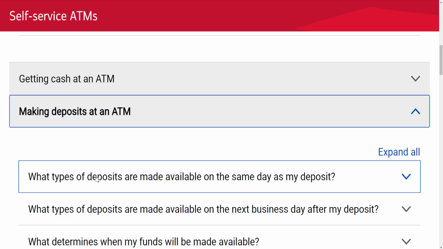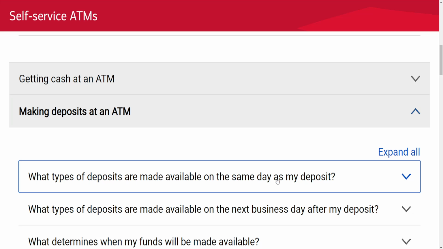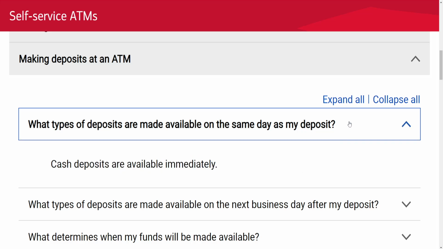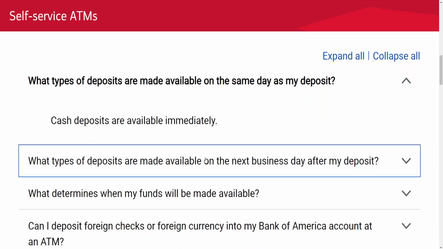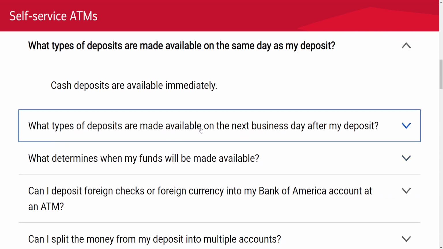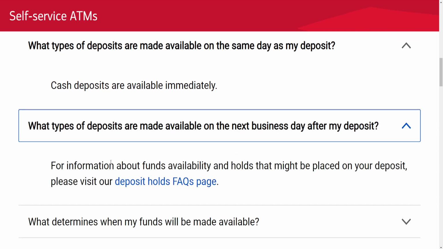What types of deposits are made available on the same day as my deposit? Any cash deposits that you make will be available immediately. As soon as you deposit them in the ATM, they will go into your corresponding bank account or your debit card amount.